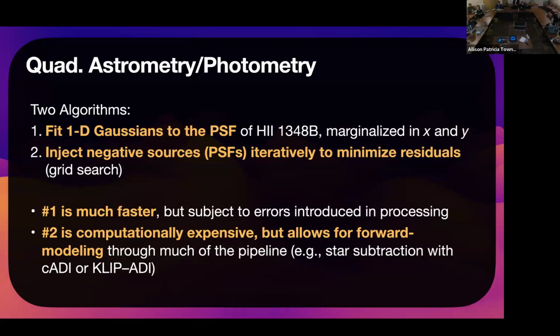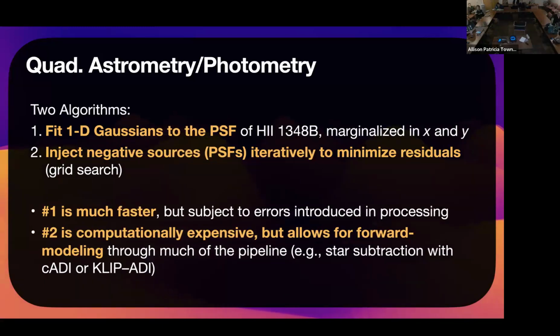We use 2 different algorithms to get the astrometry of the companion. The first is a more simple centroiding, fitting Gaussians to the marginalized PSF profiles. And the second technique, which is a bit more robust, allows us to forward model the astrometry and photometry simultaneously through our observations. So we take a model of the point spread function from the host star PSF, we inject it negatively into the image around where we expect the companion to be, and we can vary the XY position and also the negative brightness to try to minimize the residuals of the companion.